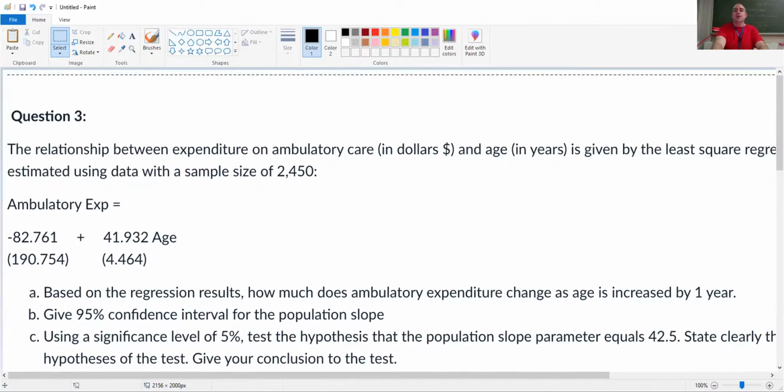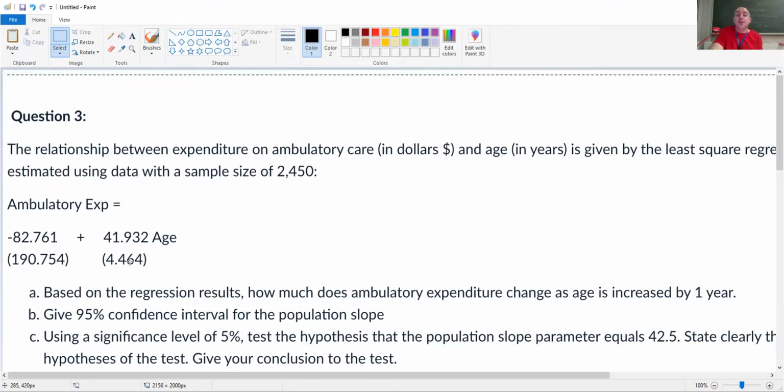Okay. So this says the relationship between expenditure on ambulatory care in dollars and age in years is given by the least squares regression estimated using this data with a sample size of 2,450. I presume this is in one of the assignments, so I hope they're not planning to reuse it. It says ambulatory expenditure is equal to this number minus 82.761 plus 41.932 times age. And these things in brackets, I reckon, are the standard errors.